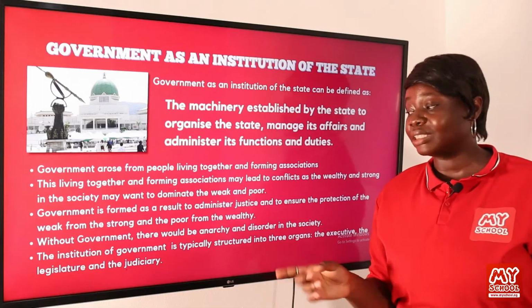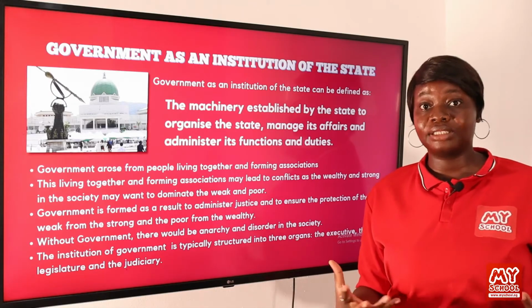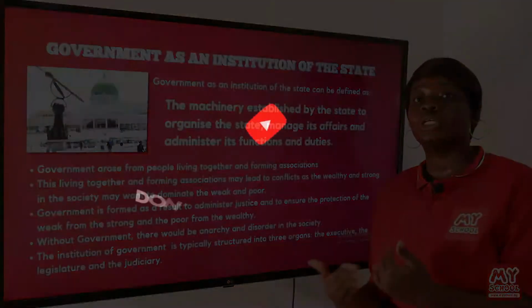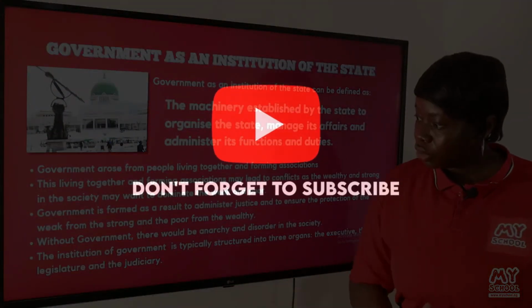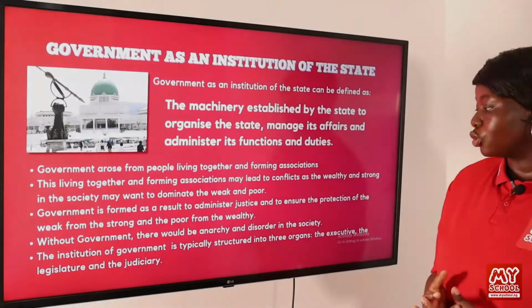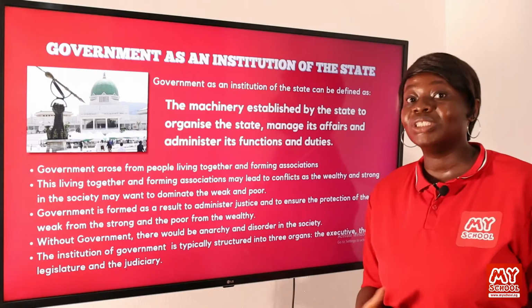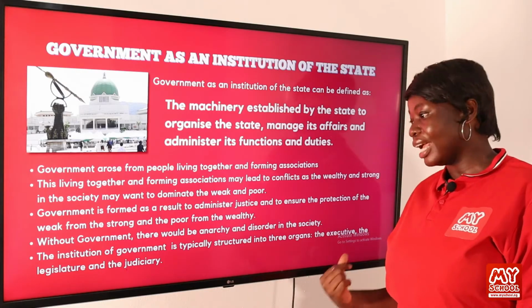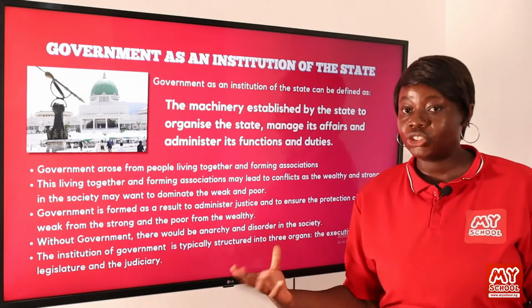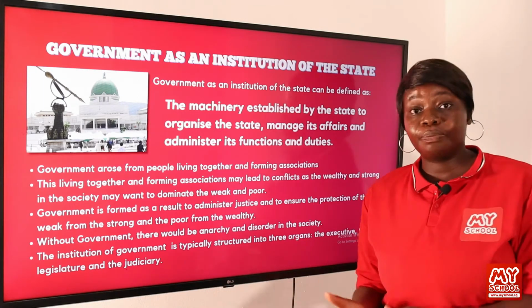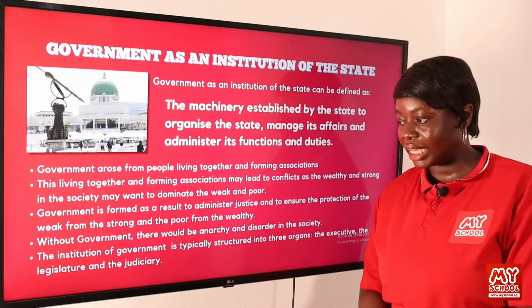So without this government, there will be anarchy, lawlessness in the society, and there will be disorder. We will not be able to relate with one another properly in the society. So the institution of government is typically structured into 3 organs. When we're talking about the organs of government or the arms of government, we're talking about the executive, the legislature, and the judiciary. We understand the executive is responsible for implementing policies and enforcing the law in the society.